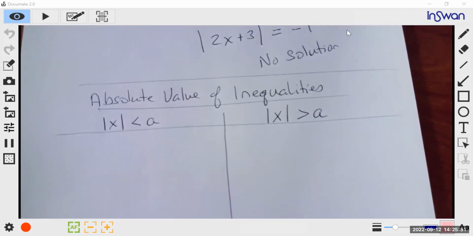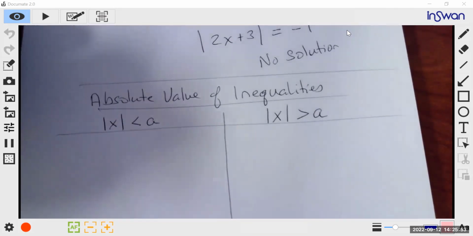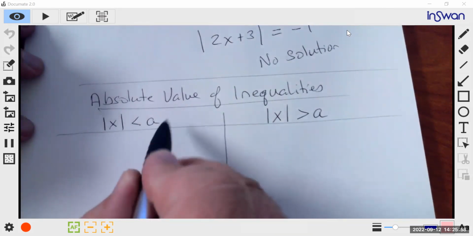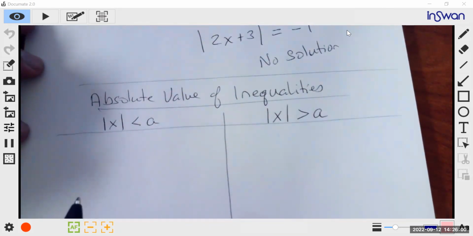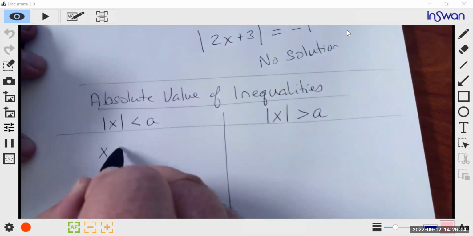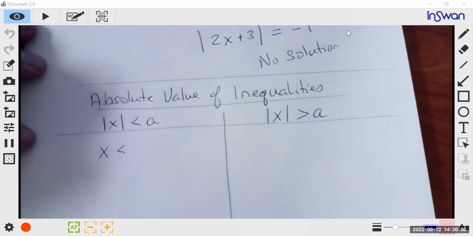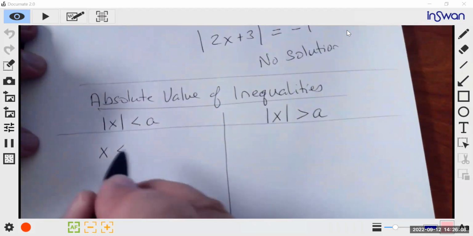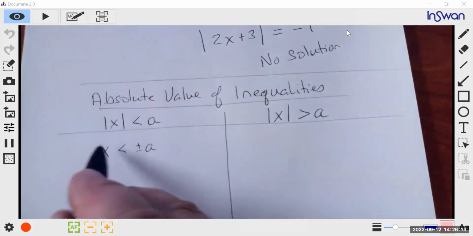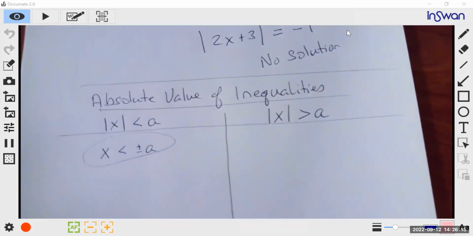Let's look at what this means. Because remember, from the equal signs, when we drop the absolute values, the answer has a positive and negative number, right? So if I drop the absolute value, I will have it plus or minus a. Don't write this down because I'm going to show you what this really means. Because yes, we have a positive and negative.